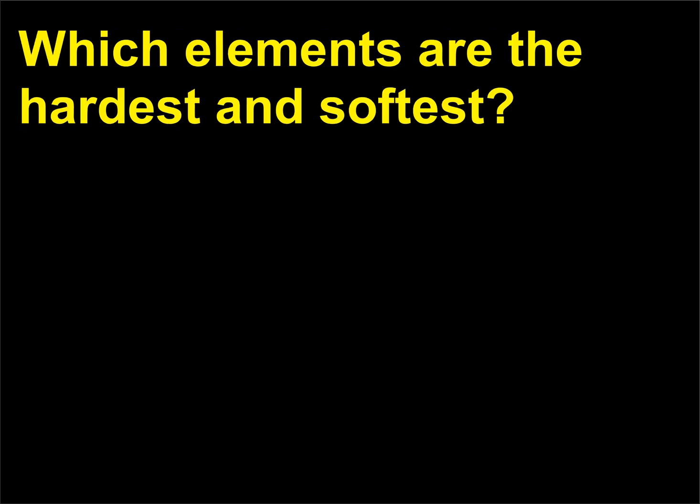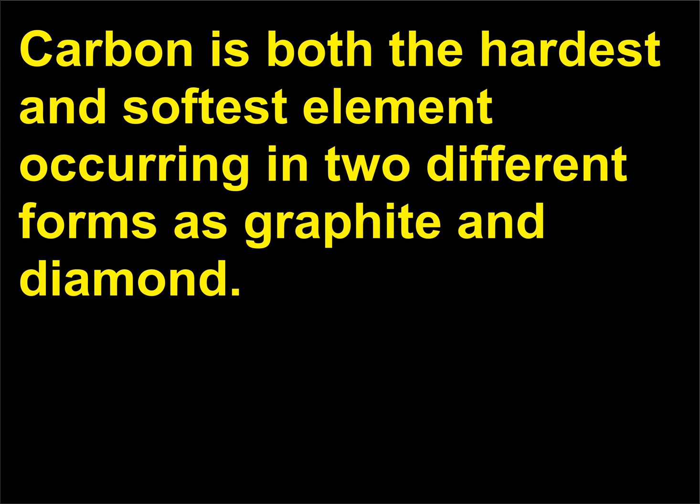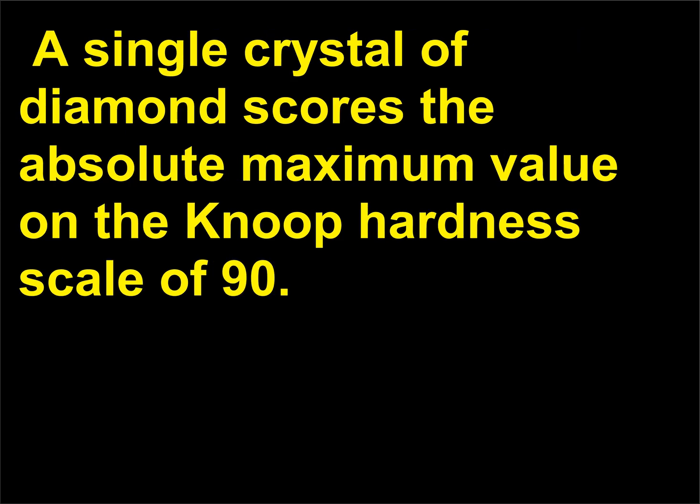Which elements are the hardest and softest? Carbon is both the hardest and softest element, occurring in two different forms as graphite and diamond. A single crystal of diamond scores the absolute maximum value on the Knoop hardness scale of 90.